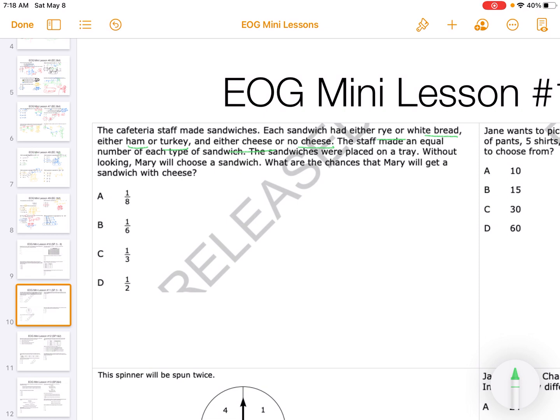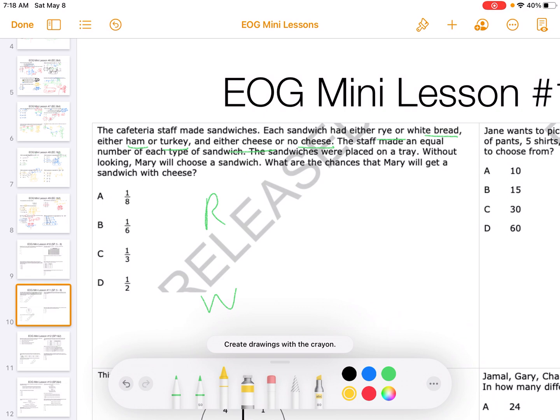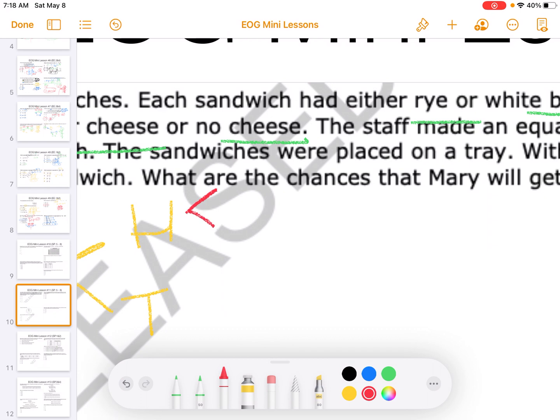All right, so I'm going to draw out my possibilities. So I could have gotten rye or wheat bread. I could have gotten ham or turkey. And then on each one, I could have gotten cheese or no cheese.